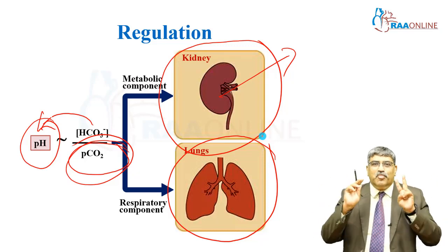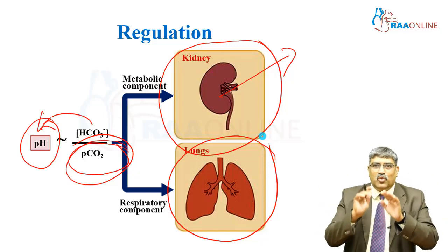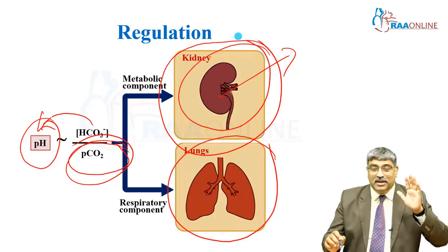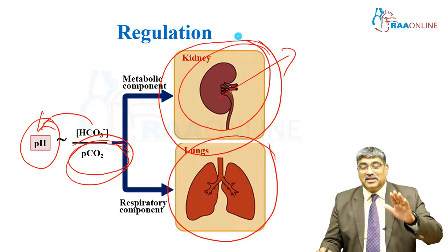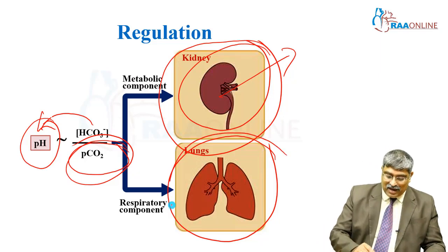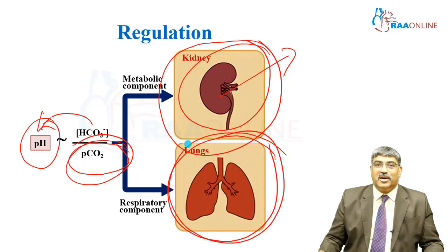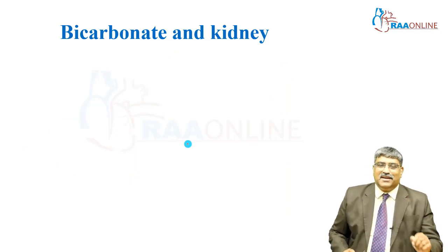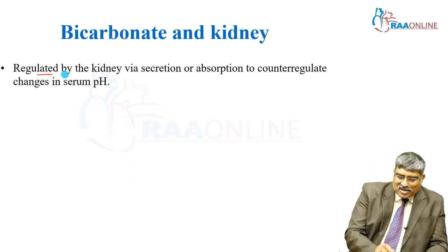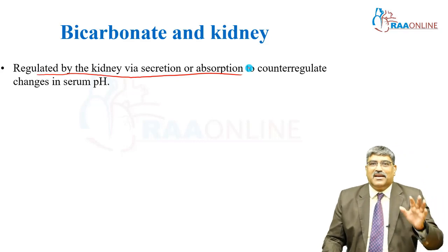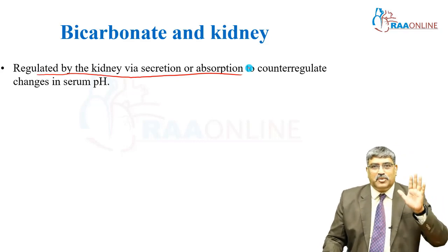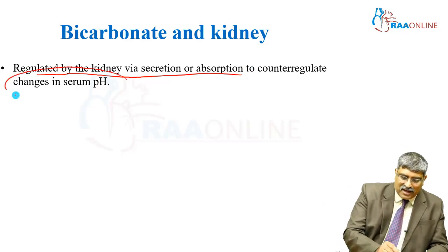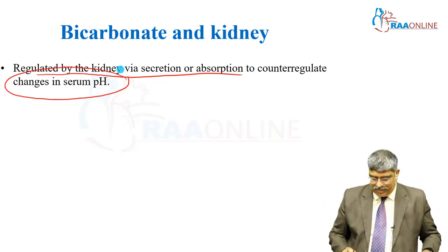So, the two major organs involved in the regulation of bicarbonate are the kidney, in which the bicarbonate is exchanged for hydrogen ion, and the lung, where your carbon dioxide is exhaled. Coming to bicarbonate and kidney. The main regulation of the kidney is done by either secretion or absorption, and by this it regulates the serum pH.